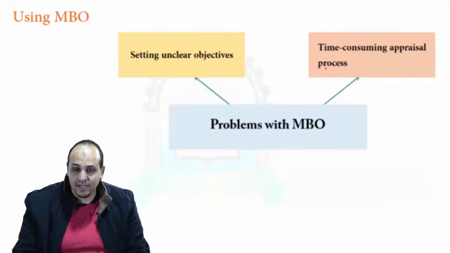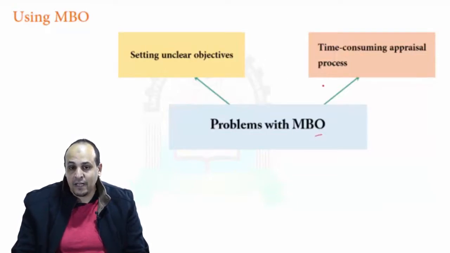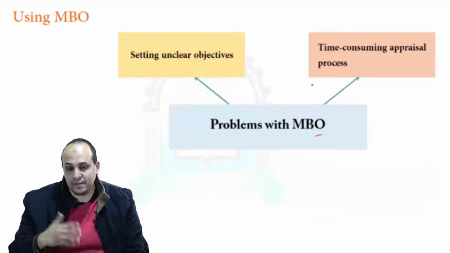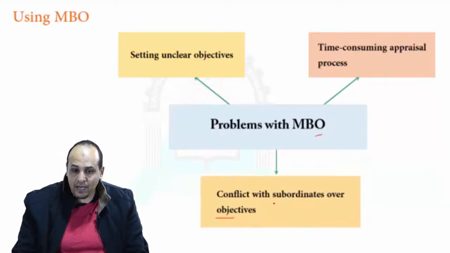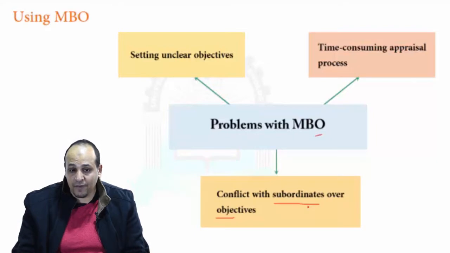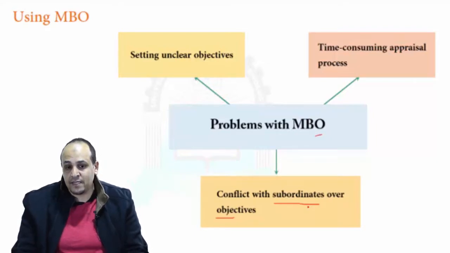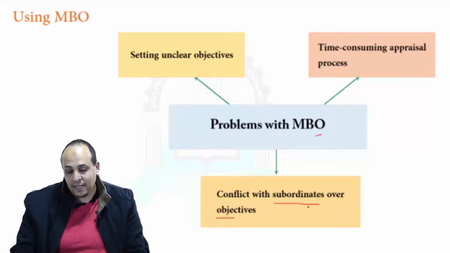Another problem is a time-consuming appraisal process. If I want to appraise the employees by the implementation of objectives, I have to wait until all these objectives are achieved. So that actually takes time. Then there is conflict with subordinates over objectives. We talk about subordinates as the main doers, so there can be a lot of conflict between the subordinates handling these objectives and the people who strategize and who set them.